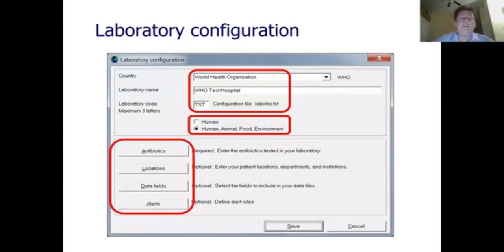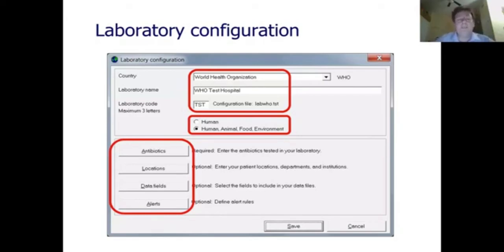Tell WHONET what antibiotics you want to analyze. Tell WHONET if you're using CLSI, EUCAST, disc, MIC test. You can define what WHONET calls panels. These are my gram-positive drugs. These are my Pseudomonas drugs. These are my Salmonella drugs. So that's antibiotic list and antibiotic panels.